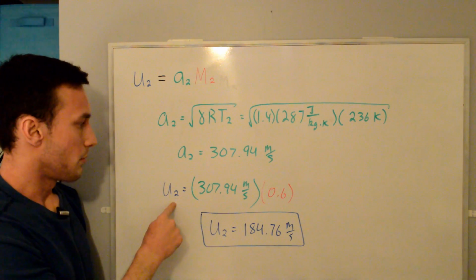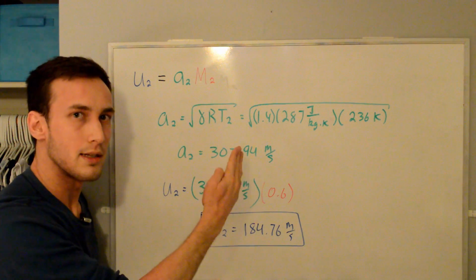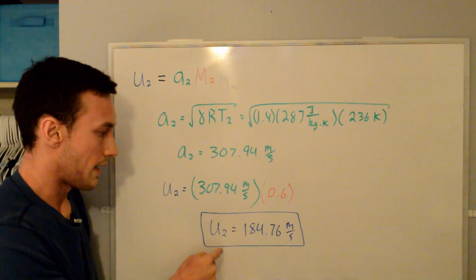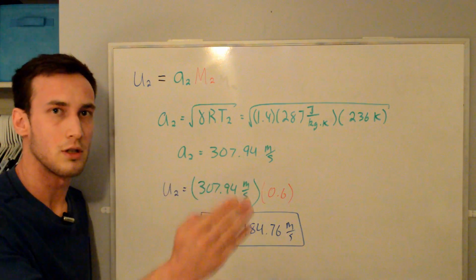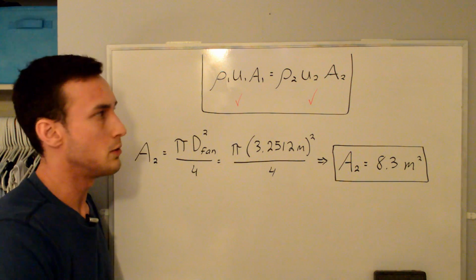And if we plug that into this equation, times the Mach number, now we're talking about the Mach number at the exit of the diffuser, which is 0.6, we get an exit velocity of 184.76, and you can see that this has actually slowed down the flow as we thought it would. Okay, so let's write down the 1D continuity equation up here.